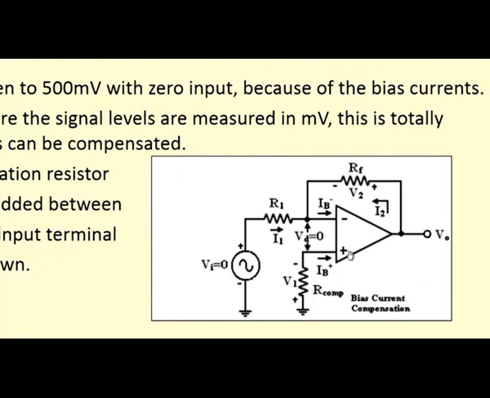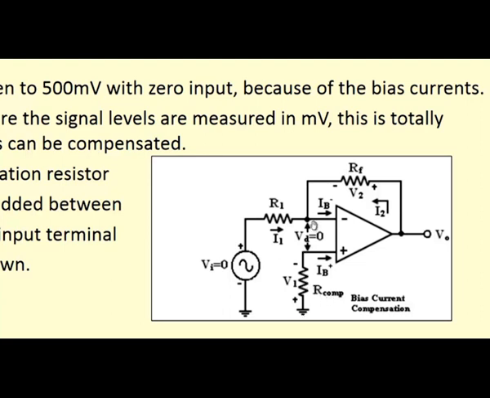So, R compensation is connected in between the positive terminal and the ground, and here the voltage V1 is due to the current drawn by the positive terminal, which is IB plus. So, IB plus can be given as V1 by R compensation, and here RF also has some voltage drop across it due to the current drawn by the negative terminal. This is taken as V2, where V2 is given as IB minus into RF, and V1 is given as IB plus into R compensation.